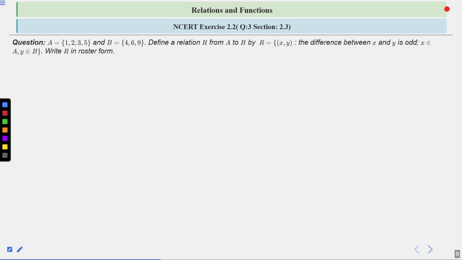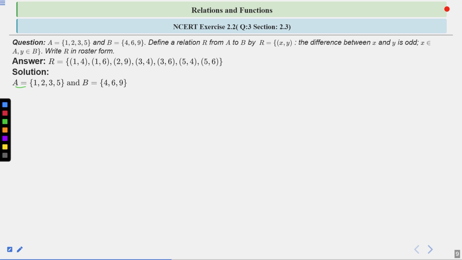Quite simple question. A and B sets are given to us, already described in set builder form. We just have to write it in roster form. So the roster form will look like this. How? Let's see a solution. So first of all, A and B are already given to us. Then you have to just collect (x, y) such that the difference between x and y is an odd number, where x belongs to set A and y belongs to set B.